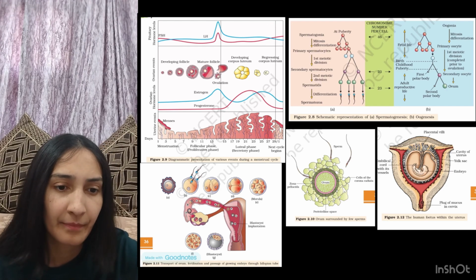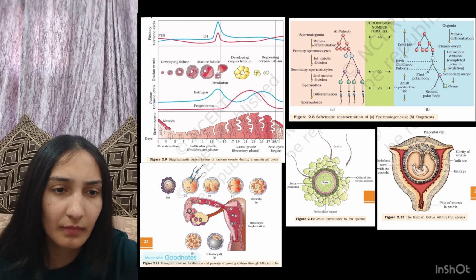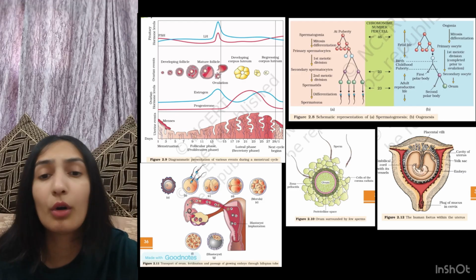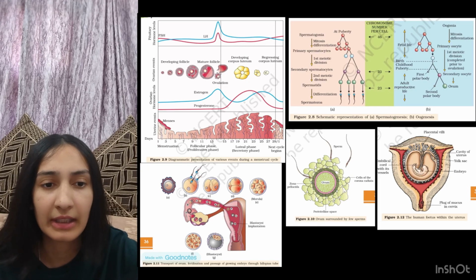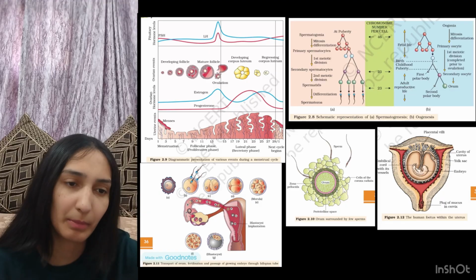Okay, next we have figure 2.11, which shows the transport of ovum, fertilization and passage of growing embryo through the fallopian tube. Okay, you also need to remember the stages, for example morula, then blastula, gastrula, blastocyst, all of these need to be remembered.